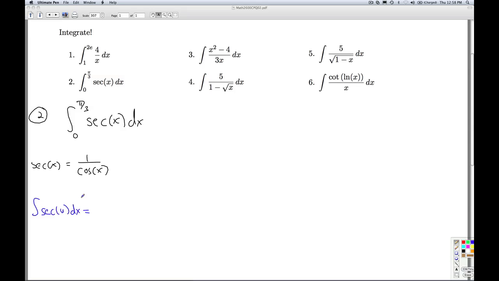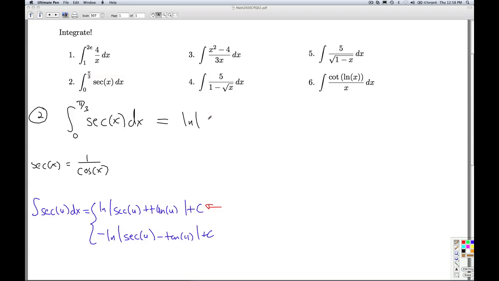And we know from our work in class that the antiderivative of secant u du is the natural log of the absolute value of secant u plus tangent u plus c. That's one form, or you could use the form negative natural log absolute value secant u minus tangent u plus c. I'm just going to stick with the top form here. And so using the fundamental theorem of calculus, I get the natural log of the absolute value of secant of x plus tangent of x. And I'm evaluating this from x equals 0 to x equals pi over 3.